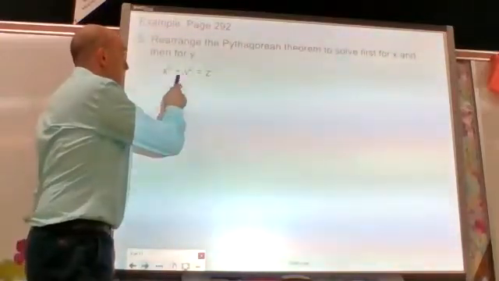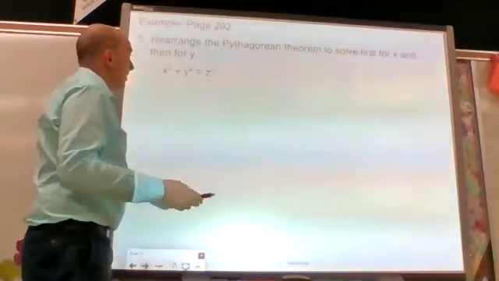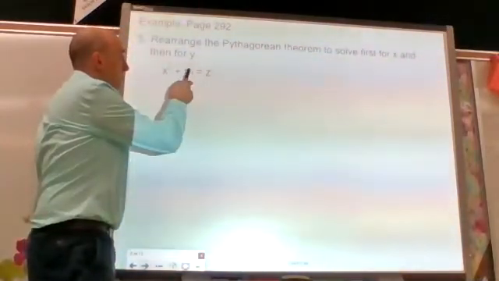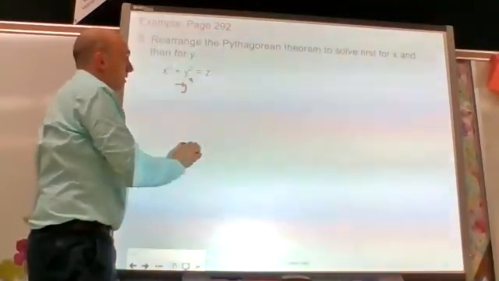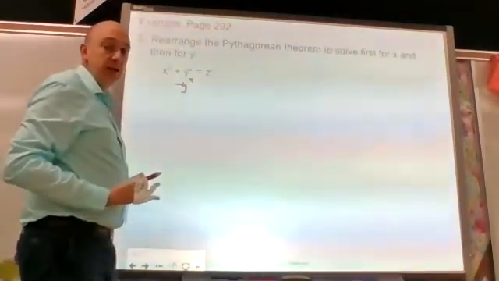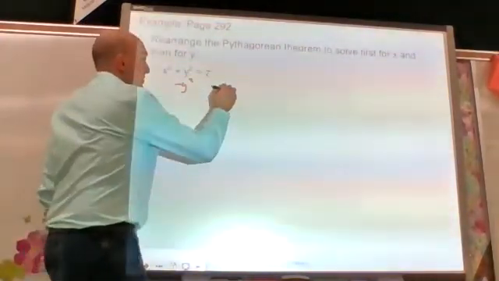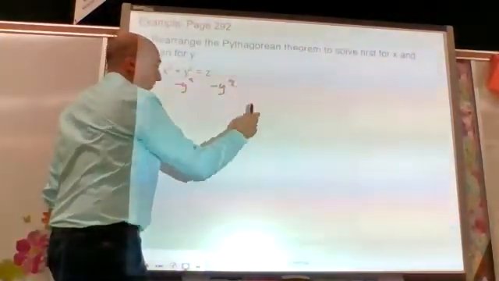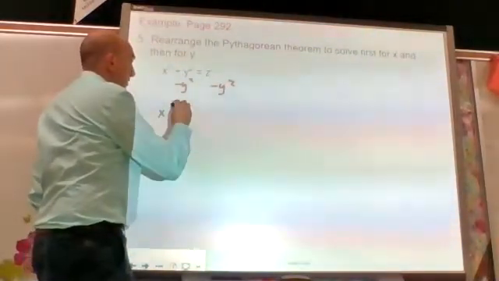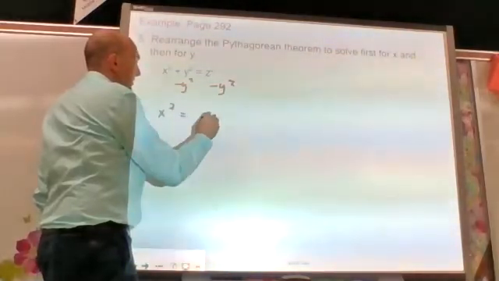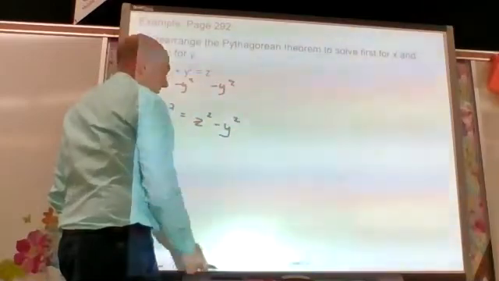So this is a term, this is a term, this is a term. We remove a term by doing the opposite operation. These two terms are added together, so if we subtract y squared from this side, we're going to get 0. What we do to one side in an equation when we're rearranging it, we must do to the other side. We're going to subtract y squared from this side as well. Subtract y squared from both sides, we have x squared equals z squared minus y squared.